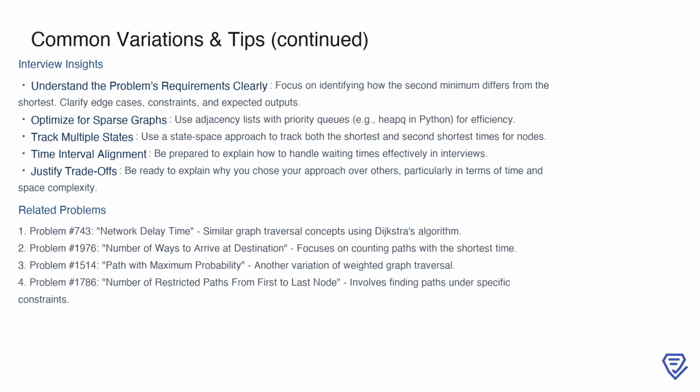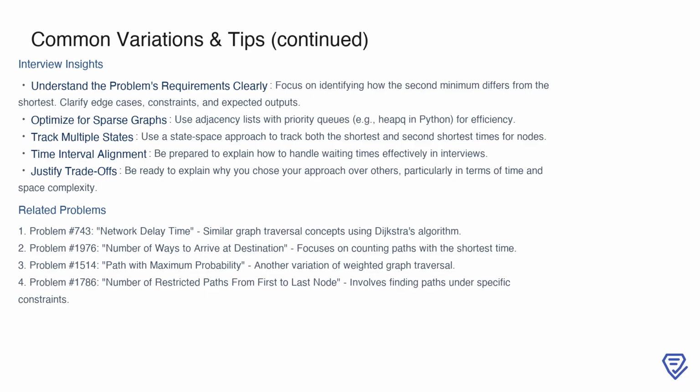When approaching this problem in an interview, there are a few insights to keep in mind. First, it's vital to clearly understand the problem's requirements. Focus on how the second minimum time differs from the shortest, and make sure to clarify edge cases, constraints, and expected outputs with the interviewer. Since graphs in these problems are often sparse, optimizing your solution with adjacency lists and priority queues, such as Python's heap, is important for efficiency.